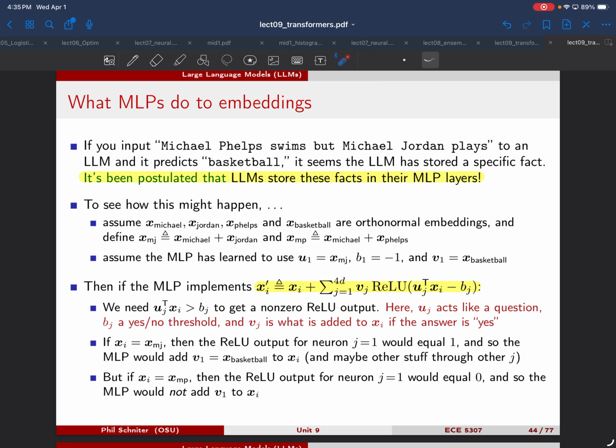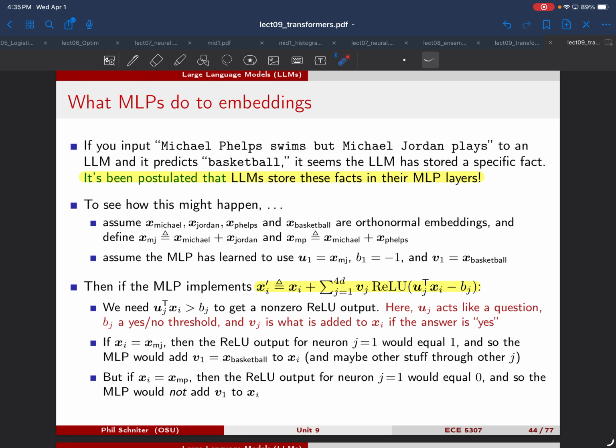But what if it's Michael Phelps? When you ask this question of Michael Phelps, you're not going to get as big of an inner product. Let's say it's below the threshold b_j. In that case, you would get nothing out of this stage, and so you would not be adding basketball to Michael Phelps. So that's basically, concretely, how you can imagine these MLPs storing facts.